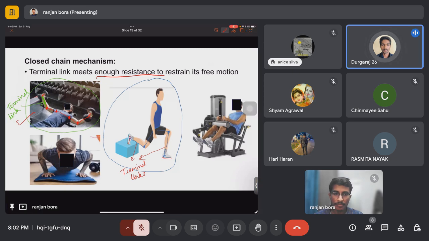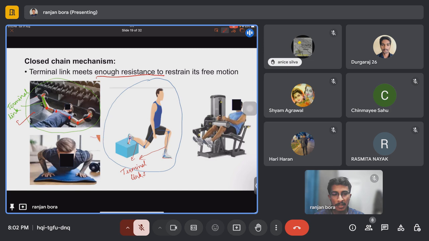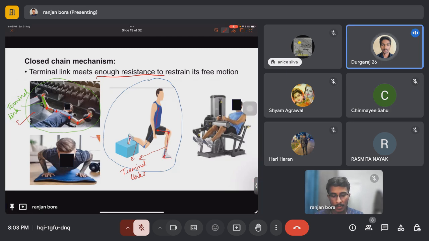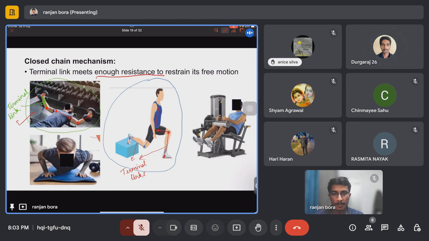Sir, I'm not able to understand the terminal link. Can you please explain once again? Yeah, the terminal link means the link which is at the end. We are drawing this person as links, meaning every part of the body between two joints we draw as one link. There is a hip joint here and a knee joint here. Between hip and knee there is this link, and between the knee joint and the ankle joint there is this link. So the last link is known as the terminal link.